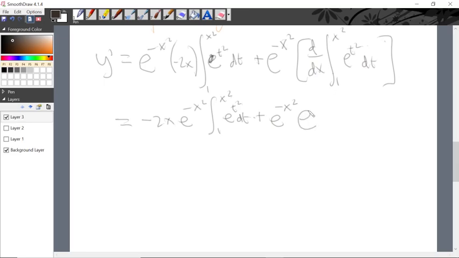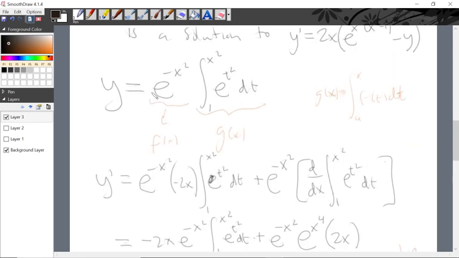Okay, first, that would give us an e to the x to the fourth, right? And then multiplying that by the derivative of the upper bound, which would be 2x. And then we would subtract, and we would plug in the lower bound, e to the 1 squared, but then we would multiply by the derivative of the lower bound, and that would be 0. So that would just leave us with a 0 right there. Okay? So this right here is by the fundamental theorem of calculus, part 1.